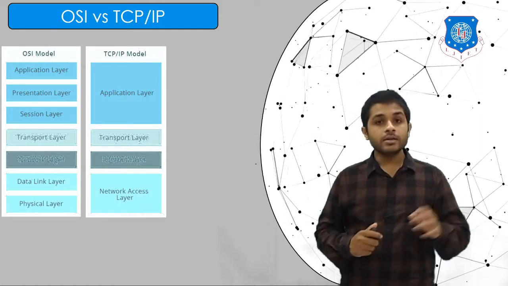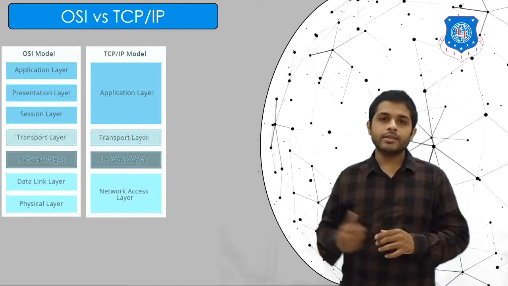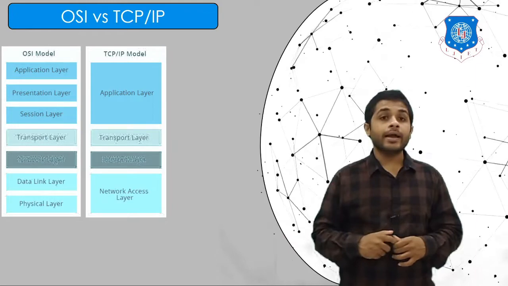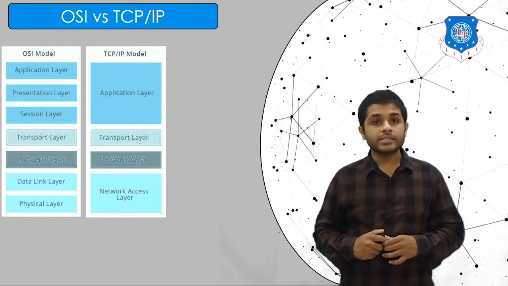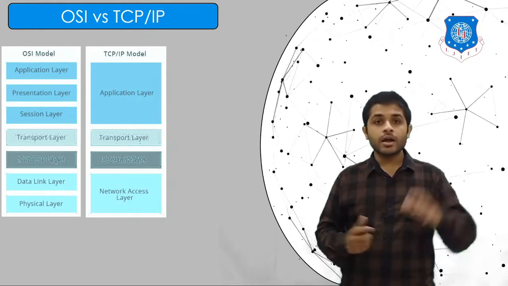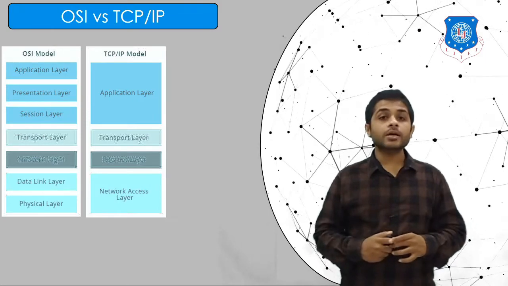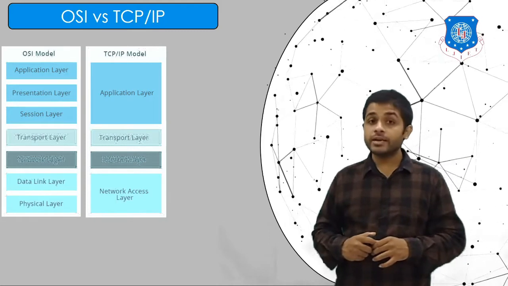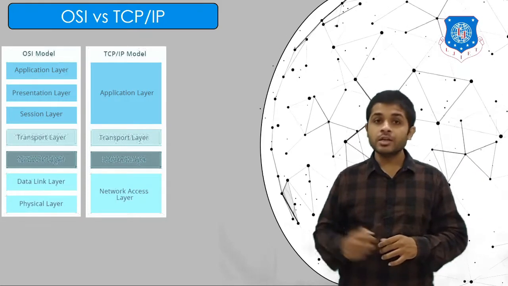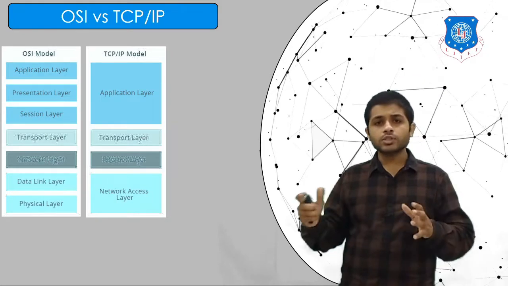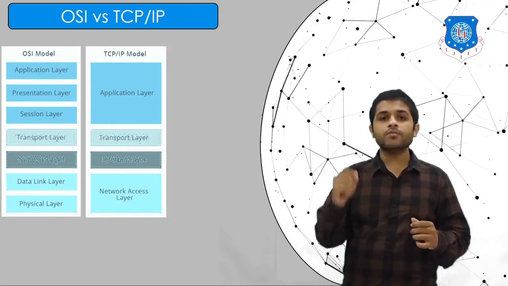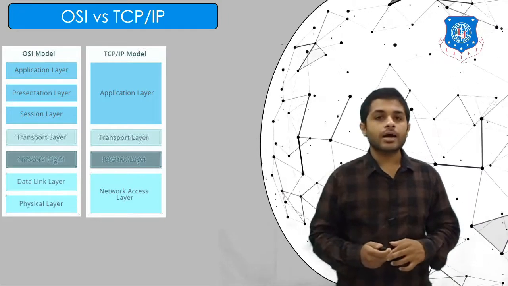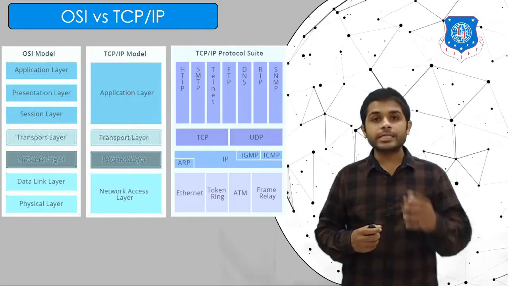The functionality of the data link layer and the physical layer is included in the network access layer. The network layer is called the internet layer in TCP/IP. The transport layer remains the same, and the application layer, presentation layer, and session layer are combined together and become the application layer in TCP/IP. I have just said that in the TCP/IP model, each layer has lots of protocols and a user can select one protocol from many. So let's see the different protocols for the TCP/IP model.